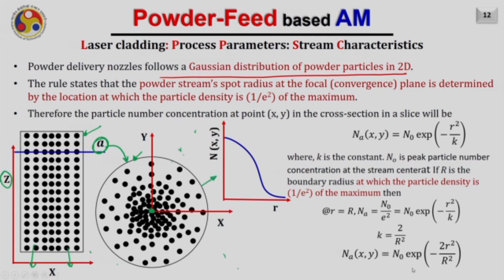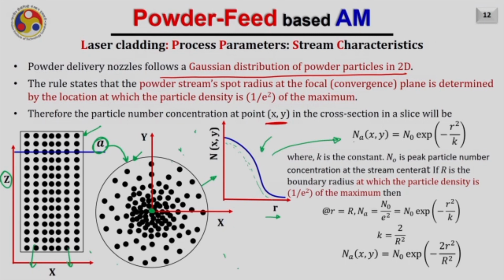So following that, if I draw the particle number concentration at any point x, y in the cross section in a slice, then it can be given by this curve. As you see, as I am moving away, meaning if the radius is increasing, the number of particles available, or the concentration of the number of particles, keeps on reducing. Mathematically, I can write it like this.